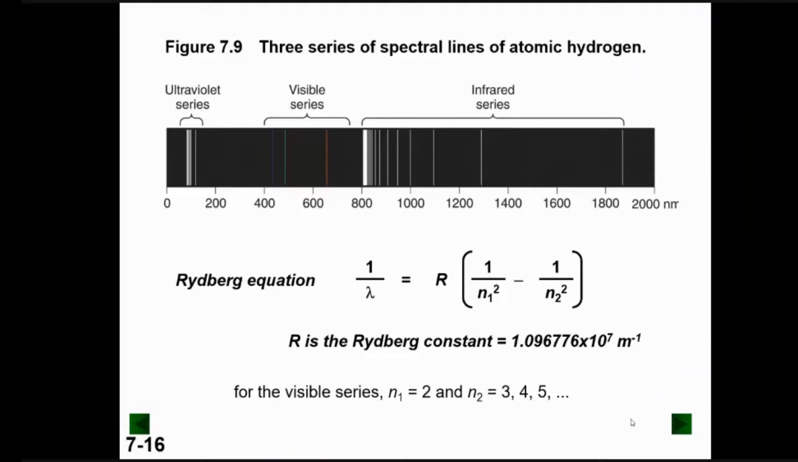R is Rydberg's constant. The funky looking upside down Y is the wavelength. And the N are the energy levels they drop from. It goes from one to the other. Drops from whatever N2 is into N1.